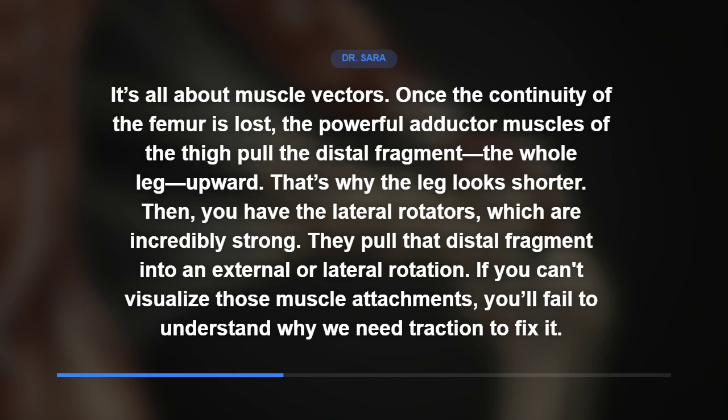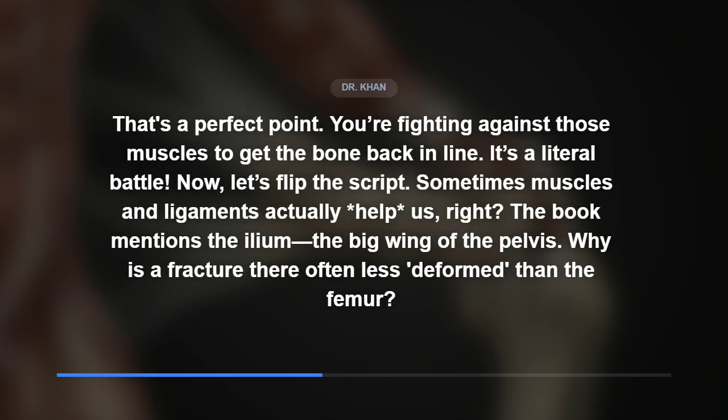It's all about muscle vectors. Once the continuity of the femur is lost, the powerful adductor muscles of the thigh pull the distal fragment, the whole leg, upward. That's why the leg looks shorter. Then you have the lateral rotators, which are incredibly strong. They pull that distal fragment into an external or lateral rotation. If you can't visualize those muscle attachments, you'll fail to understand why we need traction to fix it. That's a perfect point. You're fighting against those muscles to get the bone back in line.